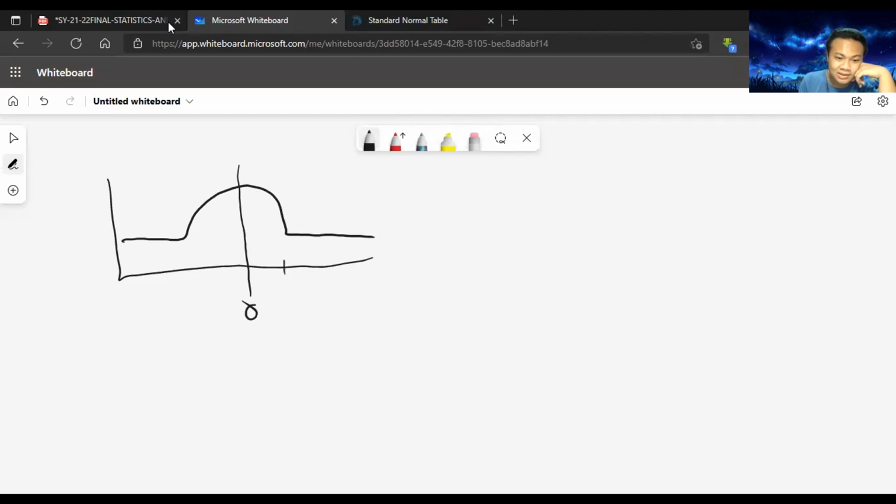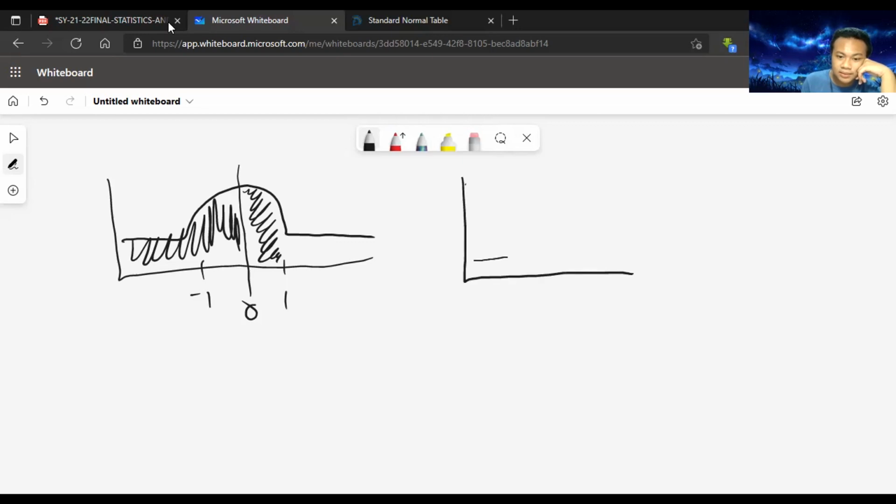This is 0, this is 1, this is negative 1. So the area to the left of 0 is 0.5, because the total is 1, so half of it is 0.5. The area we are looking for is this one, between 0 and 1. So this is the whole area to the left of 1.